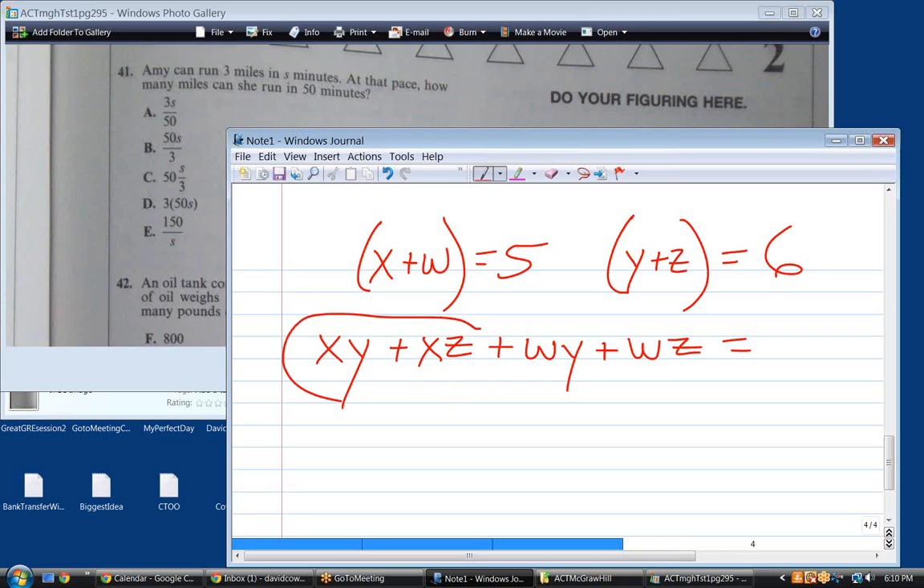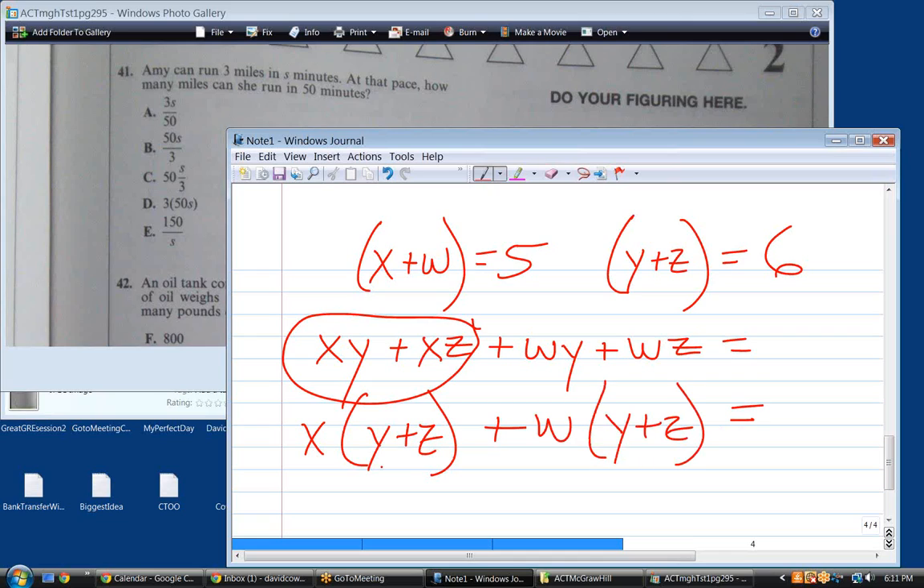If you group these two together, factor out an x, you get y plus z. Put these two together, factor out a w, you get y plus z. Now we can factor out that binomial, so we get y plus z times x plus w. So this polynomial ends up being y plus z times x plus w, so the answer has got to be 30.